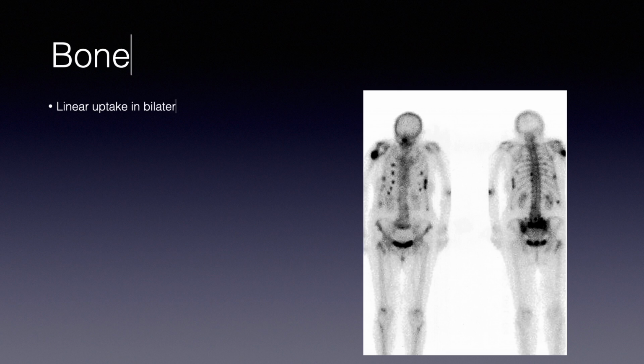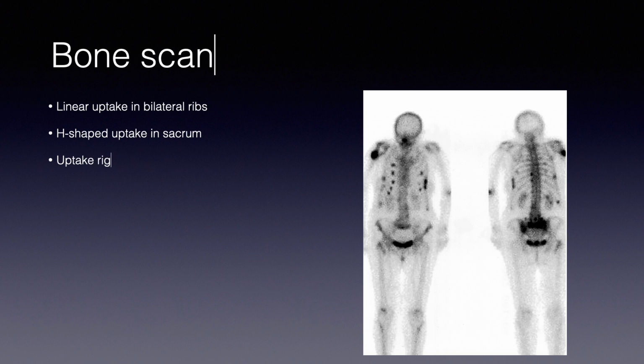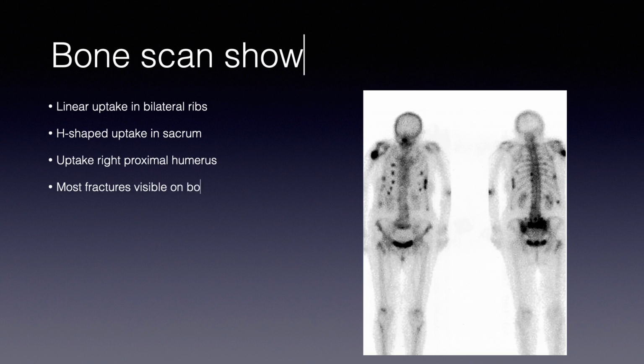Anterior and posterior whole body images of a bone scan demonstrate multiple fractures with linear uptake in bilateral ribs, H-shaped uptake in the sacrum, and in the right proximal humerus. Most fractures are visible on a bone scan within 24 hours.